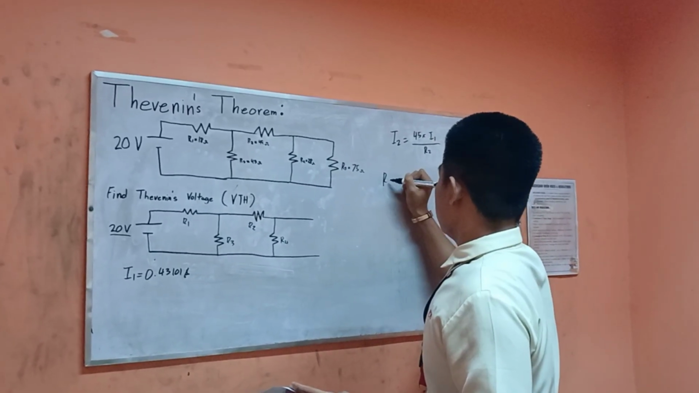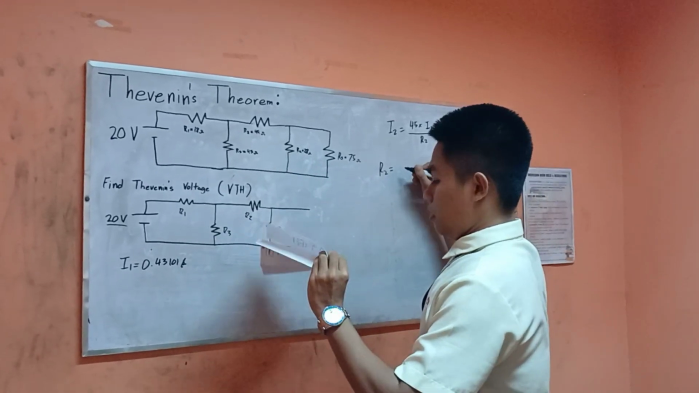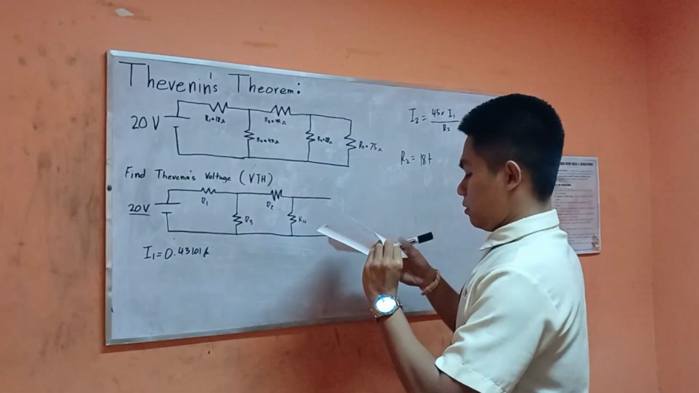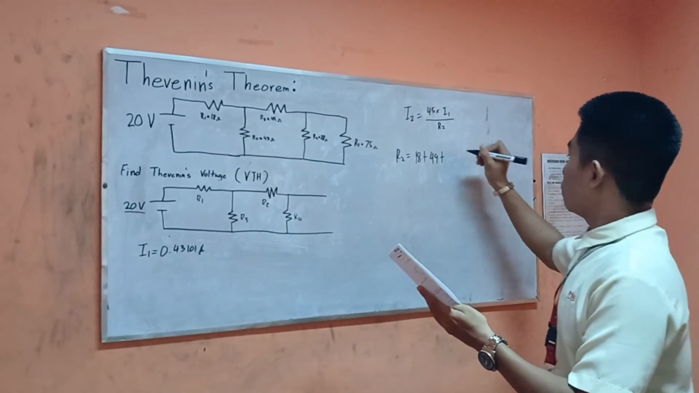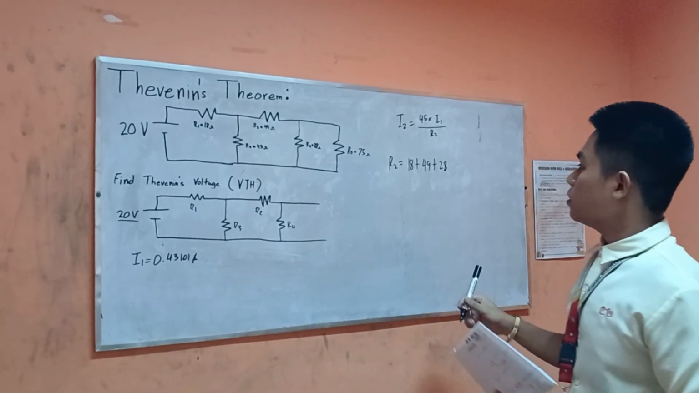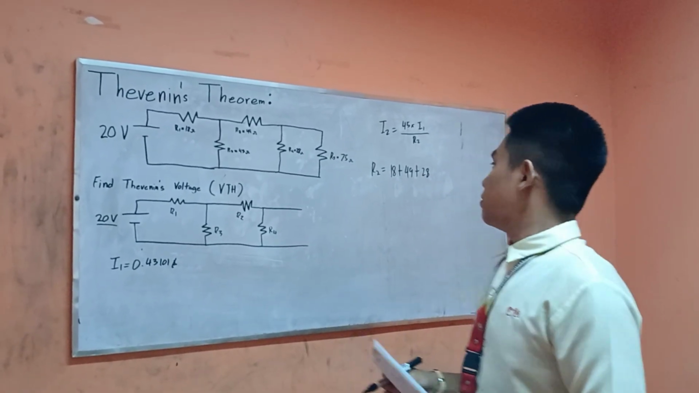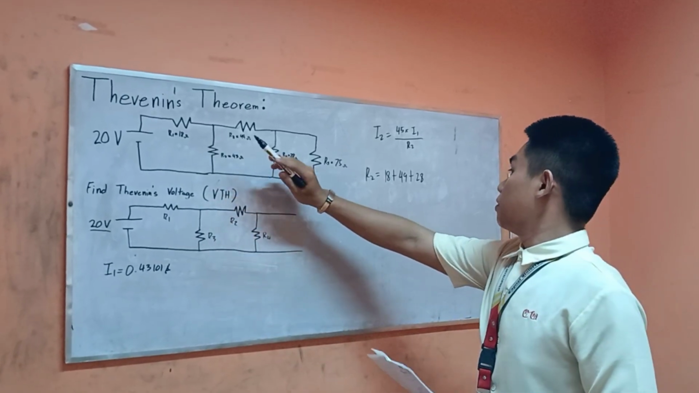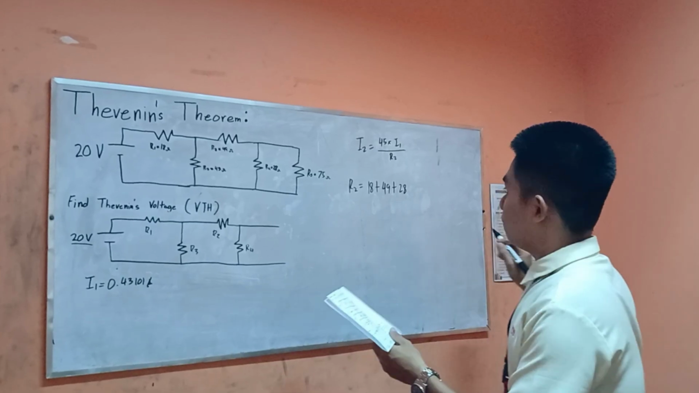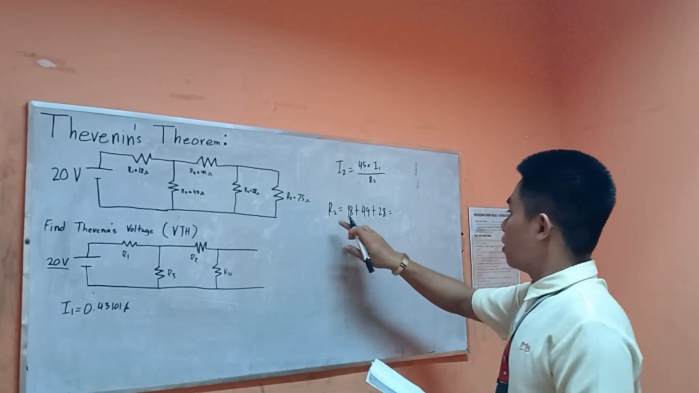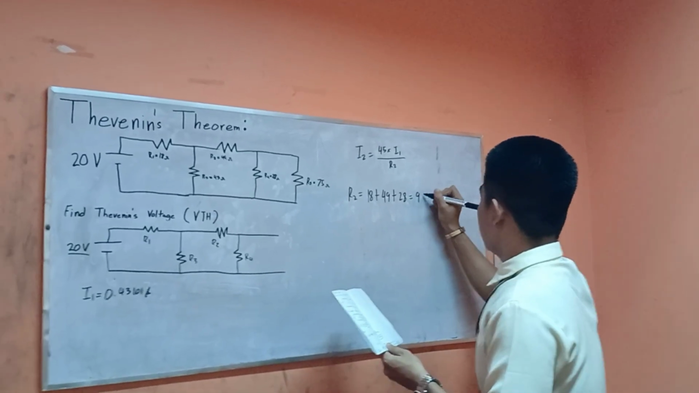R2 is equal to 18 plus 49 plus 28. The reason why it's addition is because it's a series circuit: 18, 49, and 28. We already solved the parallel type of circuit. So R2 is equal to 95 ohms.